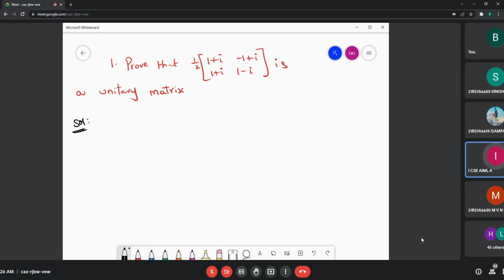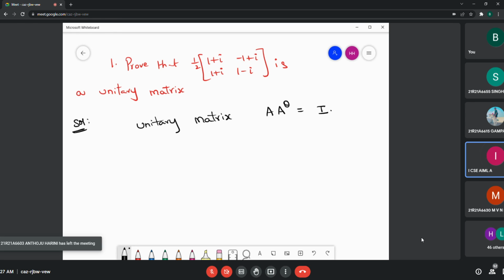So this is the question. The last year's internal question is this. Now see the solution of this. We have to prove this matrix is a unitary matrix. A unitary matrix satisfies A A^θ equal to the identity matrix. So this one we have to solve.